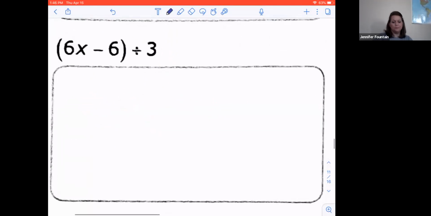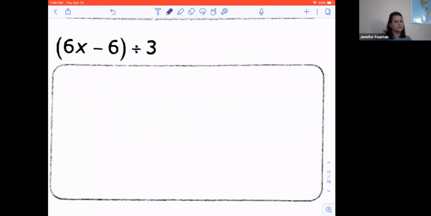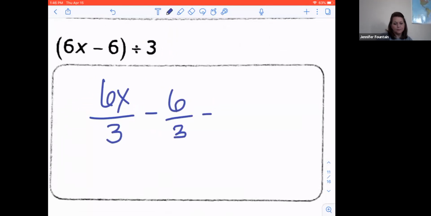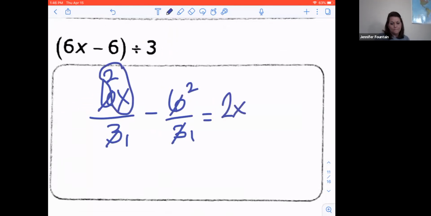Let's go below that. 6x minus 6 divided by 3. 6x over 3 minus 6 over 3. On these, my 6's and 3 are going to cancel. So 3 divided by 3 is 1. 6 divided by 3 is 2. Can't cancel my x with anything. 3 divided by 3 is 1. 6 divided by 3 is 2. So now I've got 2x minus 2.